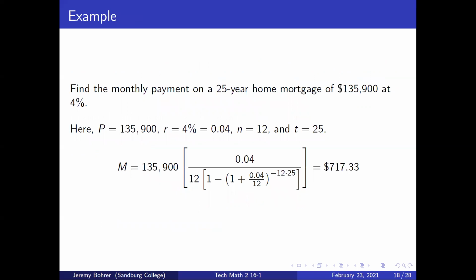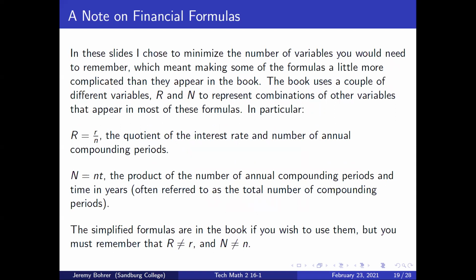Find the monthly payment on a 25-year home mortgage of $135,900 at 4%. Here, P equals $135,900, R is 4% or 0.04, N equals 12, and T equals 25. So M equals 135,900 times 0.04 over 12, divided by 1 minus (1 plus 0.04 over 12) to the negative 12 times 25, and that's $717.33.